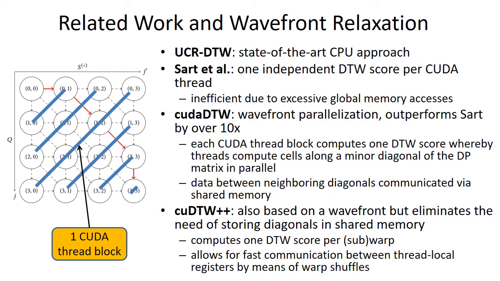So in this work, cuDTW++, we also use a wavefront, but we eliminate the need for storing intermediate values in shared memory. Instead, we do not use shared memory at all, we just use thread local registers to store the data, and communication is performed with warp shuffles.